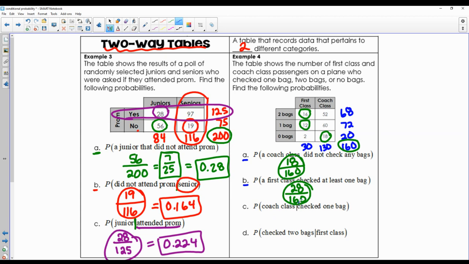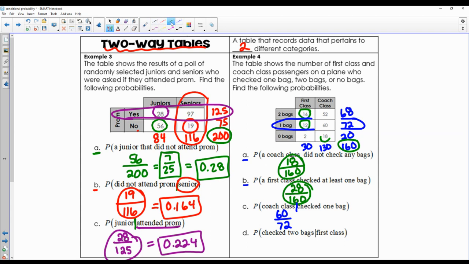All right, now we've got a condition. See that nice lovely line? We have a condition for this one. We know our person checked 1 bag. We're only looking at these people who checked 1 bag. So the total number of people that checked 1 bag was 72. So I'm only looking out of those 72 people. How many of those 72 people were in coach class? All right, so we just look here. Oh, there's our 60 right there. 60 were in coach class.